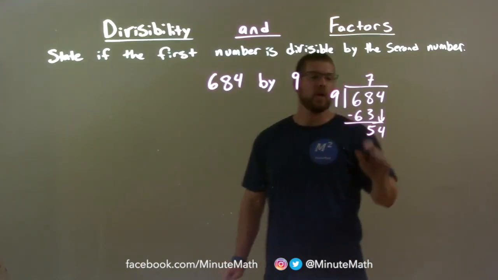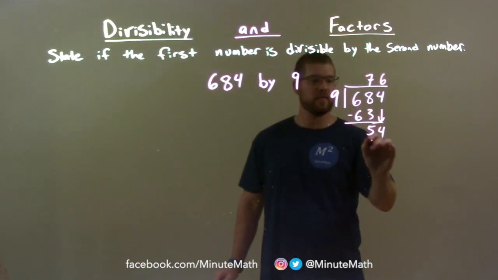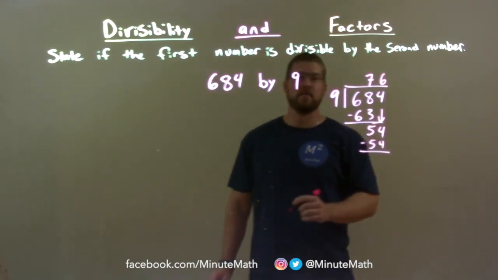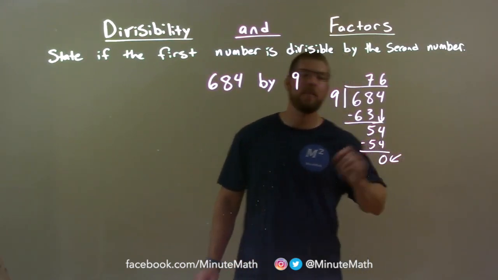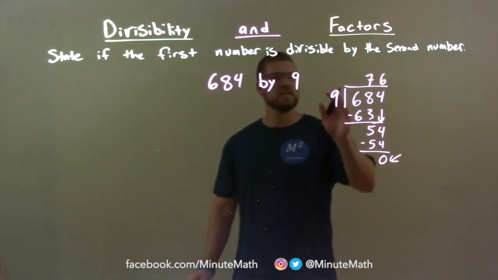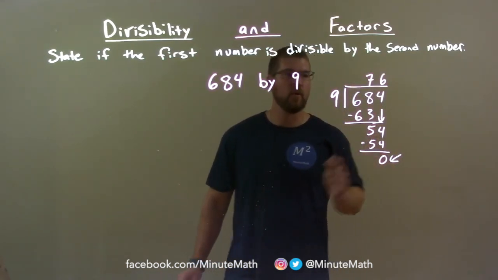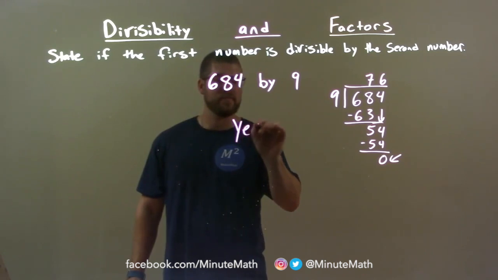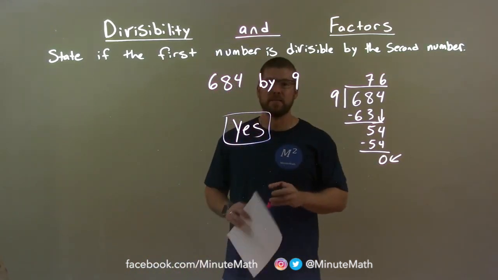Now, does 9 go into 54? Well, 9 goes into 54 6 times. 6 times 9 is 54. We subtract. 54 minus 54 is 0. We got a remainder of 0. That means 9 went into 684 evenly, 76 times. So our final answer is just yes. 684 is divisible by 9.